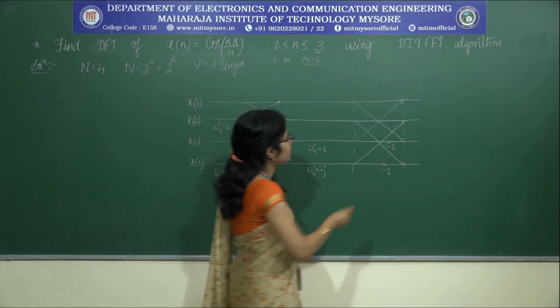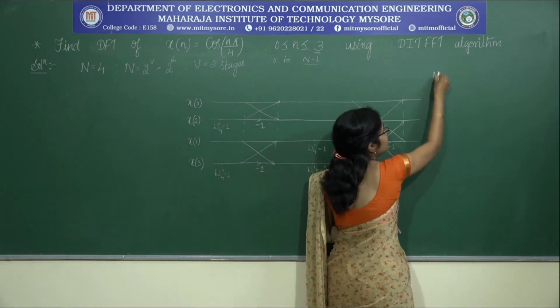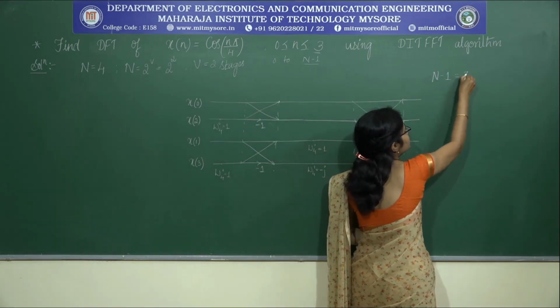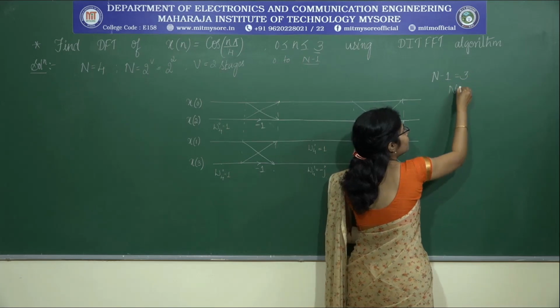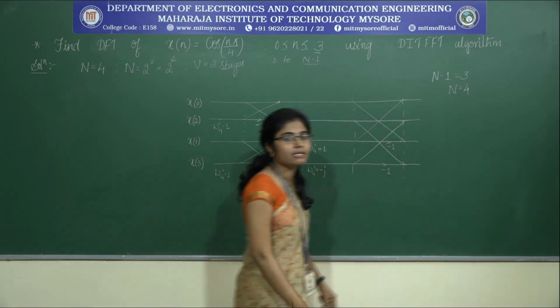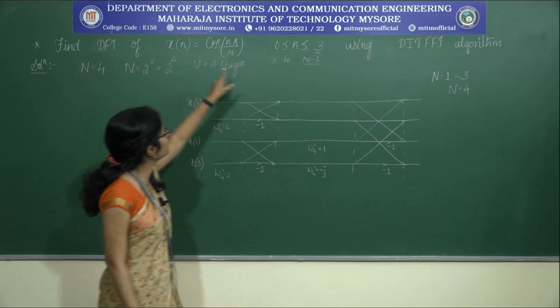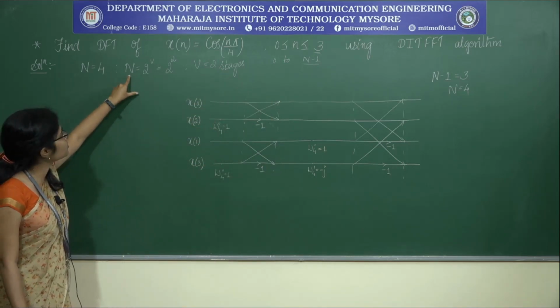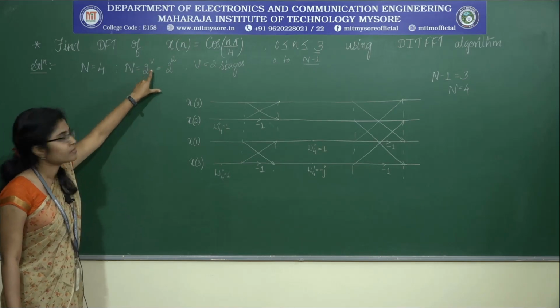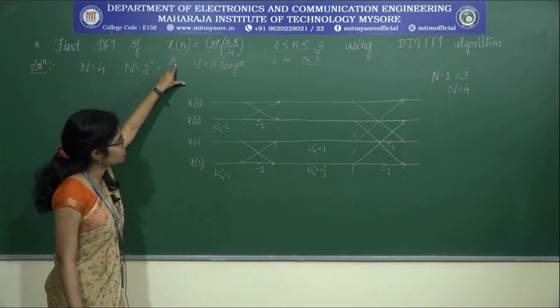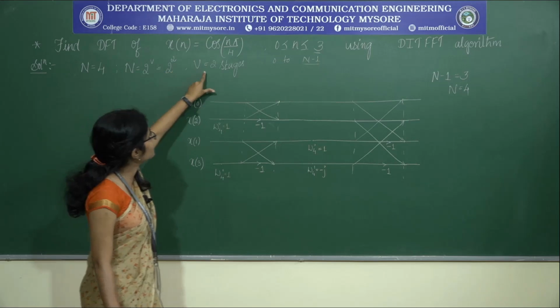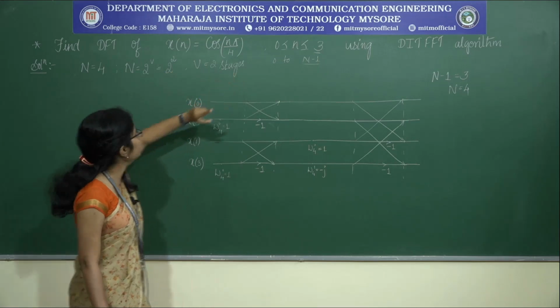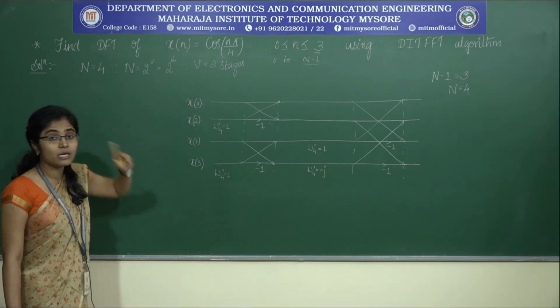From the given data what can I write? It is clear that N minus 1 is equal to 3. Therefore, the value of N is equal to 4. That is, they are telling us to find the 4-point DFT for this particular function. So, if N is equal to 4, we know the standard expression N is 2 power v, that is 2 square, where v is nothing but the 2 stages. Okay. Now, I need to find the sequence first.